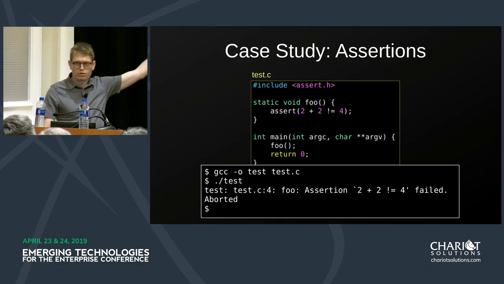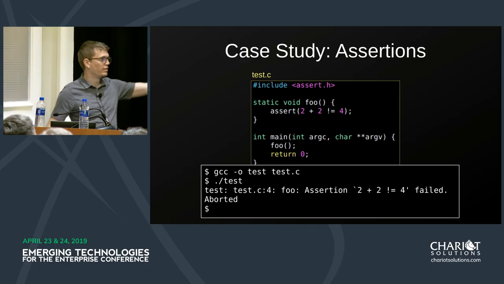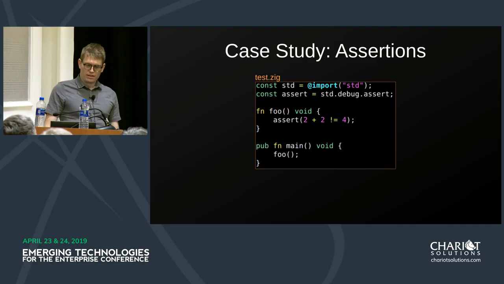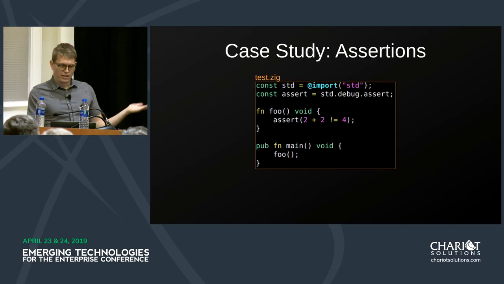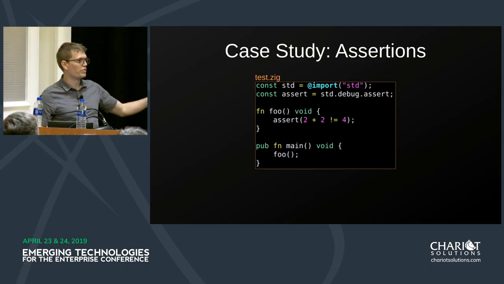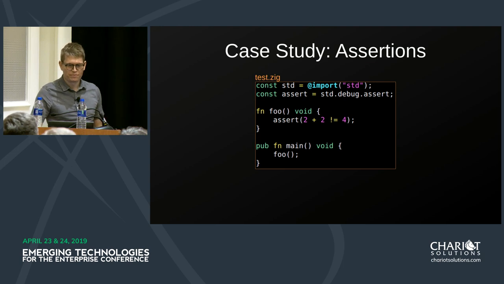In this trivial program, it's pretty obvious how we got to foo, but in more complicated software, it's not going to be so clear. So I've just translated the code into Zig. You can see the structure is the same. And when I run this, I'm going to put the output on another slide because it's more text.